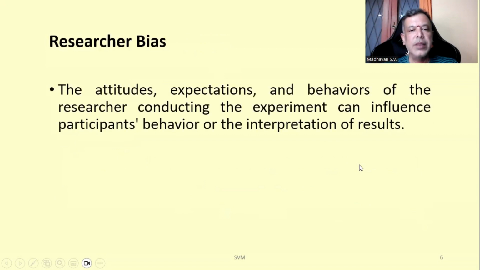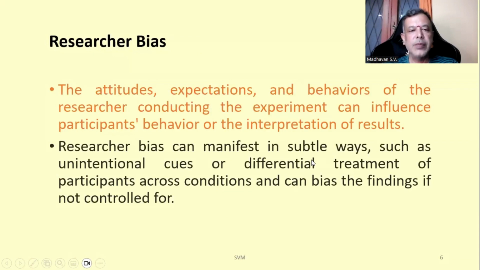Researcher bias. The attitudes, expectations, and behaviors of the researcher conducting the experiment can influence participants' behavior or the interpretation of results. Researcher bias can manifest in subtle ways such as unintentional cues or differential treatment of participants across conditions, which can bias the findings if not controlled for.